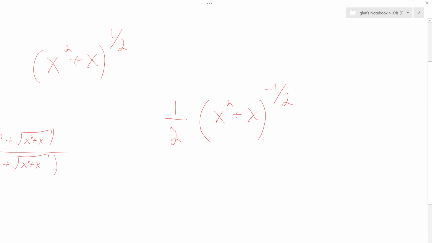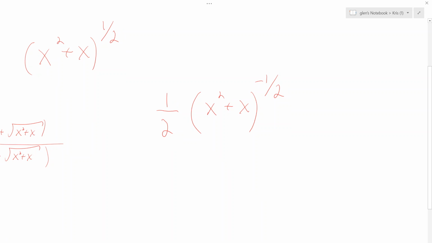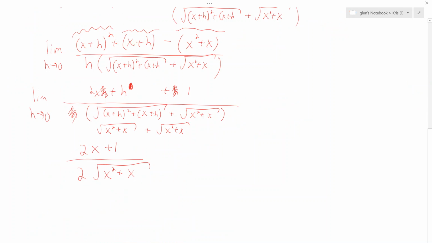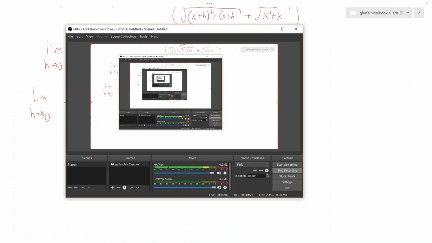The 2x plus 1, anybody see where the 2x plus 1 comes from? What's the derivative of x squared plus x? 2x plus 1. That's why that's there. Okay? So, again, I don't expect you to be able to do that real quick, but eventually you will be able to just tell me that, bam, no problem. Okay? All right. Let me stop this. Hopefully that came out okay.